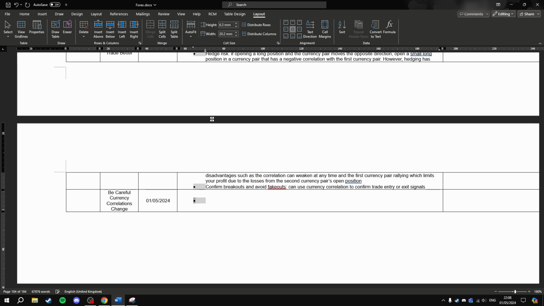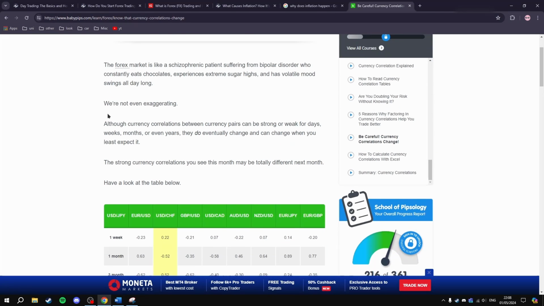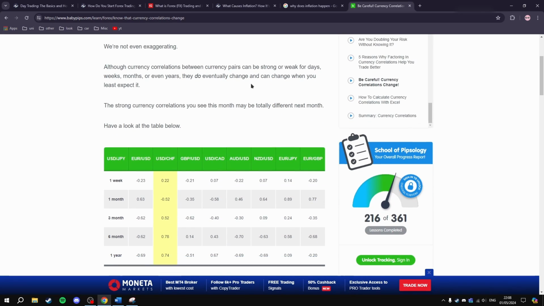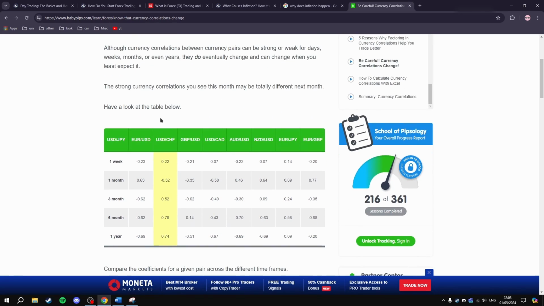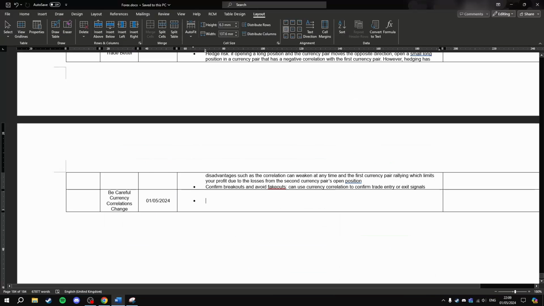The Forex market is like a schizophrenic patient suffering from bipolar disorder who constantly eats chocolates, experiences extreme sugar highs, and has volatile mood swings all day long. We're not even exaggerating. Although currency correlation between currency pairs can be strong or weak for days, weeks, months, or even years, they do eventually change and can change when you least expect it.